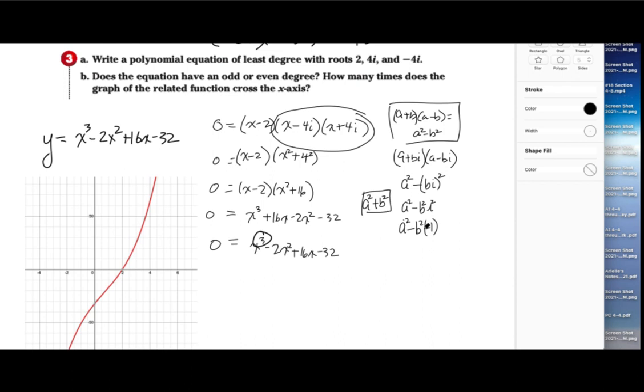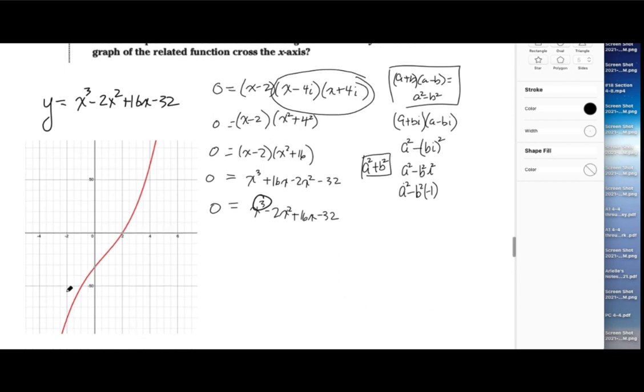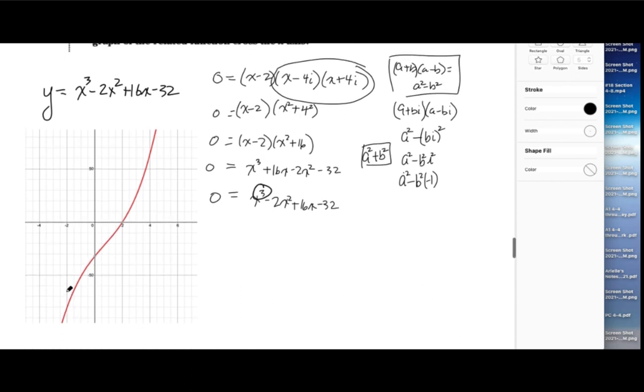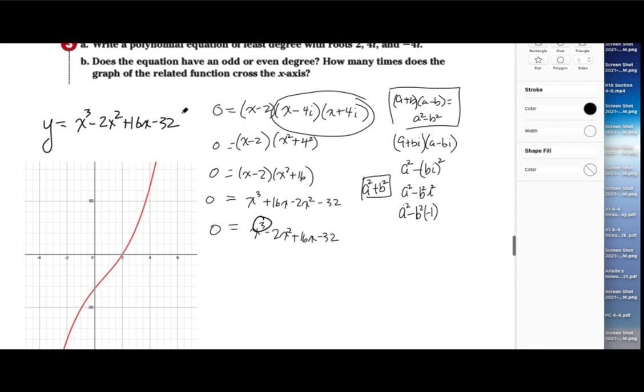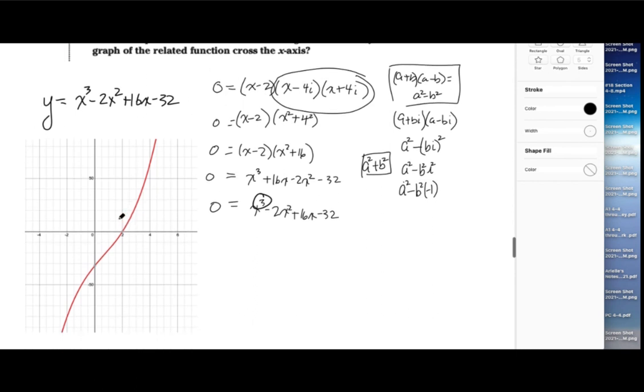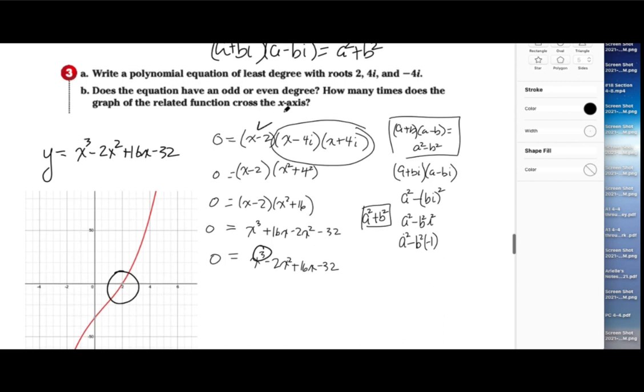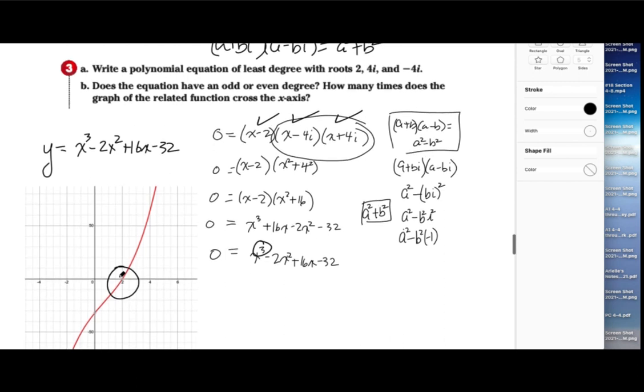So here it is. I grabbed this from Desmos. I plugged it in. I grabbed this graph. And basically, we see that to answer this question, how many times does the graph of the related function, which is this, cross the x-axis? It's one time. How do we jive this? We've got 3 roots, 1, 2, 3, but it only crosses one time.